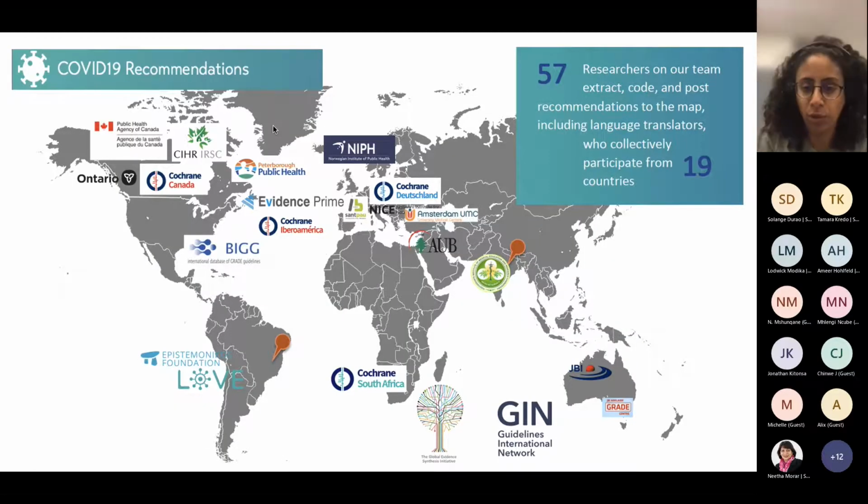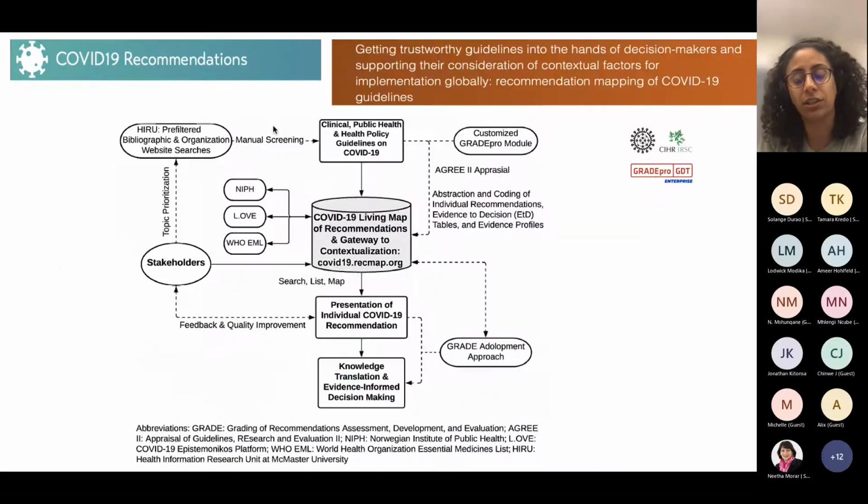So here I just want to show you that we have a large team, globally dispersed. We have at least 57 researchers right now. There are more than 65 researchers who have contributed to this project, and we have a large contribution from the Cochrane South Africa and South Africa Medical Research Council team who have contributed essentially to this rec map. But as you also see, we have collaborators across the globe from at least 19 countries.